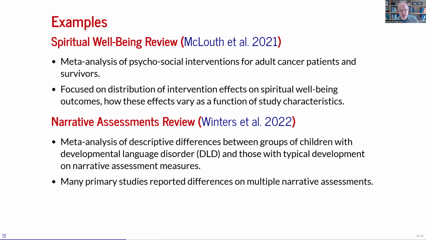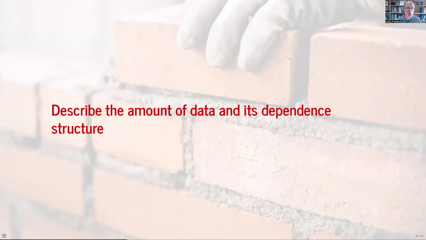The complexity in this review comes from many of the studies included having a bunch of different measures of narrative assessments. So there's a lot of dependence, which was really a central feature of the data. So I'll use these two reviews and just illustrate some of the techniques from each of the stages of the workflow. Stage one, describe the amount of data and its dependent structure.